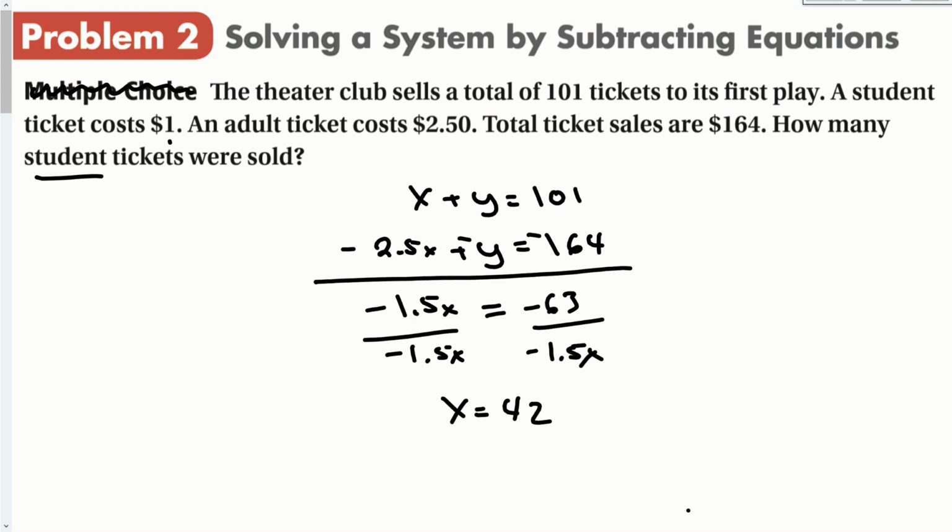We could have, if we wanted to, solve this with substitution. But I wanted to show you that we can put these together even though they're not opposite. Okay. So now again, plug this back in, that 42 plus y is 101. Subtract 42 from both sides, and we get that y is equal to 59. Okay.